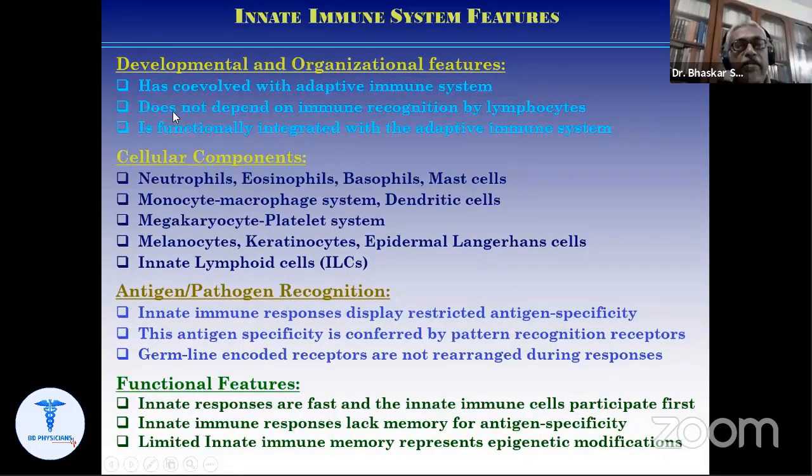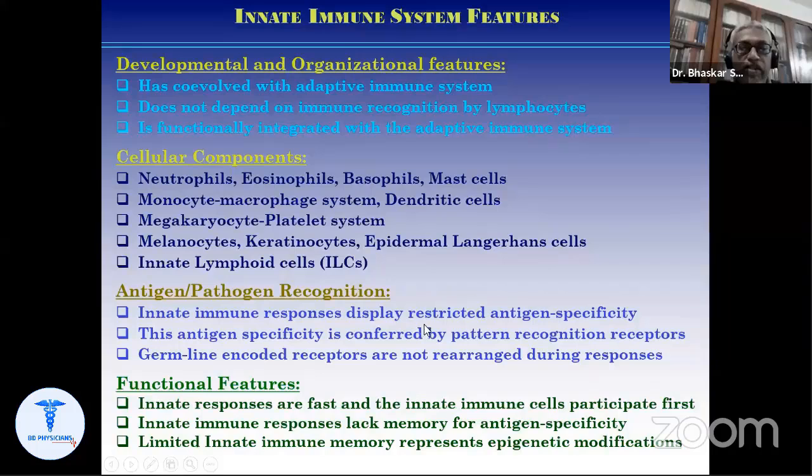And this innate immune system does not depend on immune recognition by lymphocytes, because that is a completely different cellular system, and it is functionally integrated with the adaptive immune system. Now, the cellular components of the innate immune system are neutrophils, eosinophils, basophils, mast cells, monocytes, the macrophage system, dendritic cells, the megakaryocyte and platelet systems, melanocytes, keratinocytes, epidermal Langerhans cells in skin, and then innate lymphoid cells in the gut. And then antigen and pathogen recognition.